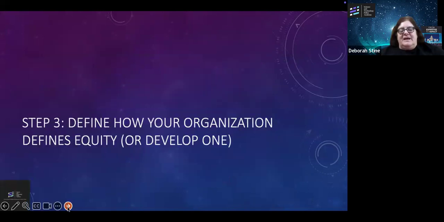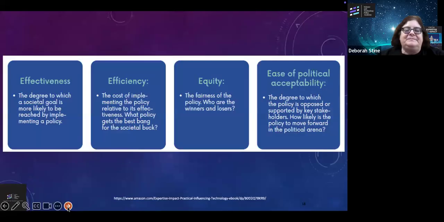Okay, so the next thing is defining how your organization defines equity, or you might need to develop a definition of equity. So this is a definition of equity that I have in my book, and which I've used for many years. And it's basically the fairness of the policy. For every policy, there are going to be winners, there's going to be losers, and you're always trying to balance these things. And then in policy overall, equity is just one factor. You have these other of these 4 E's as I talk about.